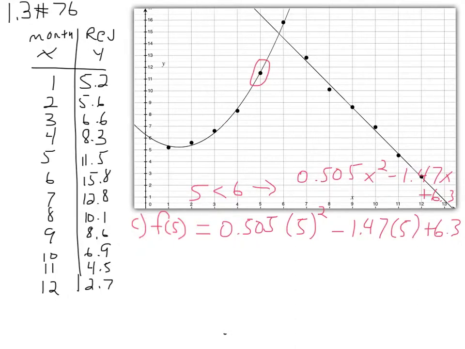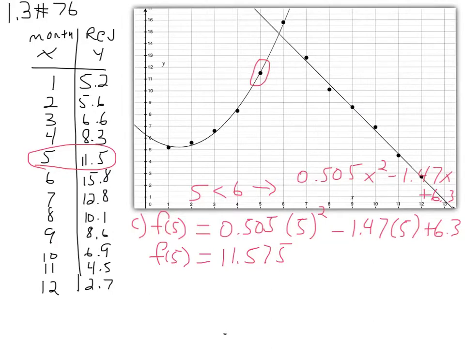And out of my Google calculator, it says that according to the model, f of 5 is 11.575, and if we look at the data, it says it should be about 11.5. I think that's a pretty good model, right? We're within a couple percent of the actual answer. So the model predicts that we'll have a revenue of 11.575.